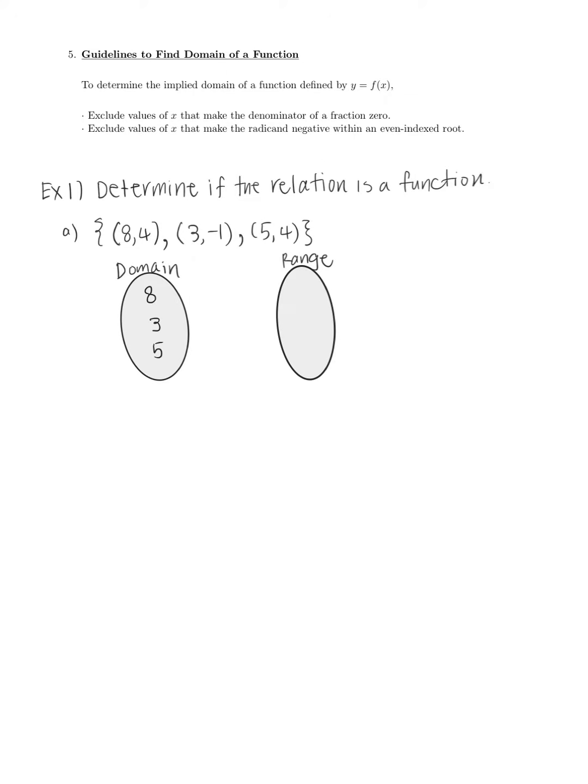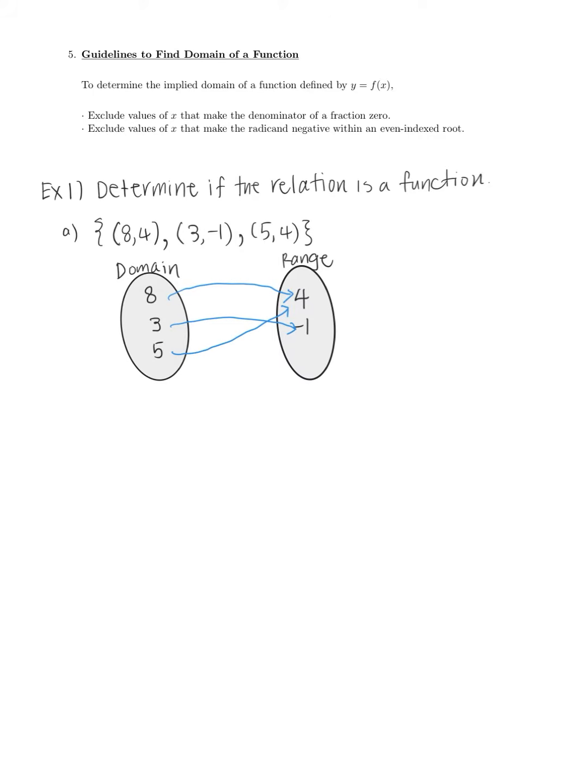Now, what are the values for the range? We have 4, -1, and 4, but we have two 4s going on, right? So do not write 4, -1, and then another 4. Okay, so here I'm just going to write it as 4 and -1. Okay, so now I'm going to do this. So what's the relation? When x is 8, y is 4. When x is 3, y is -1. When x is 5, then our y value is 4.